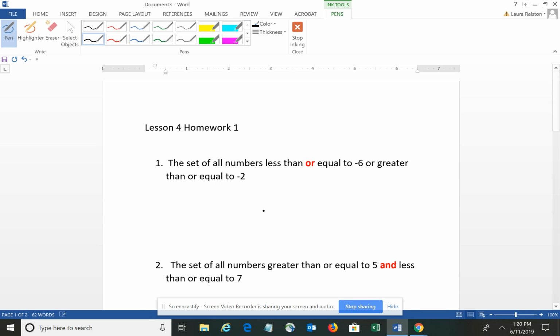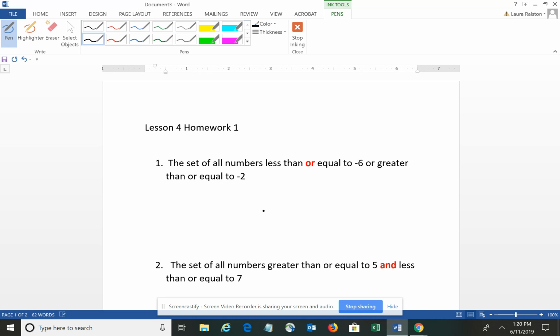A number of you have expressed difficulty with lesson 4, which deals with interval notation and linear inequalities. So I've pulled some of the questions from the lesson 4 homework 1 from Newton, and I'm going to walk through them together and point out some things. I'm going to show you how to write the answer not only on a number line but also in interval notation.